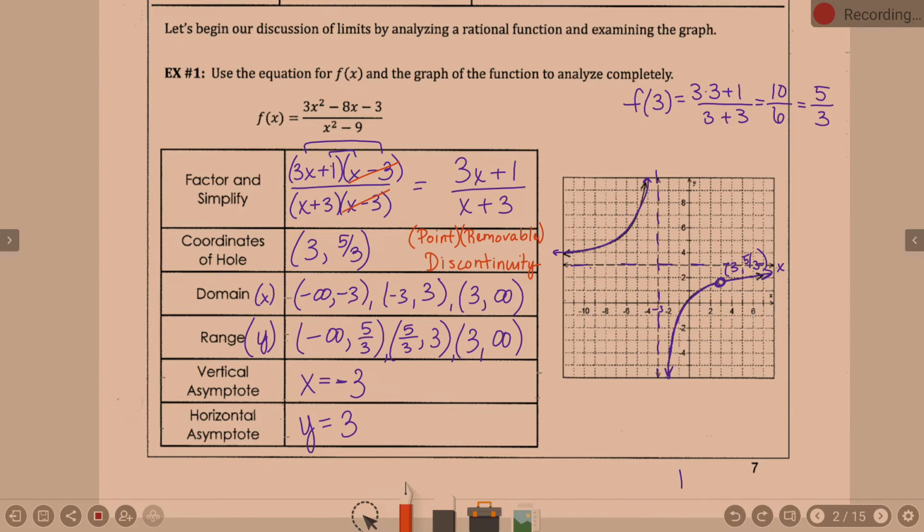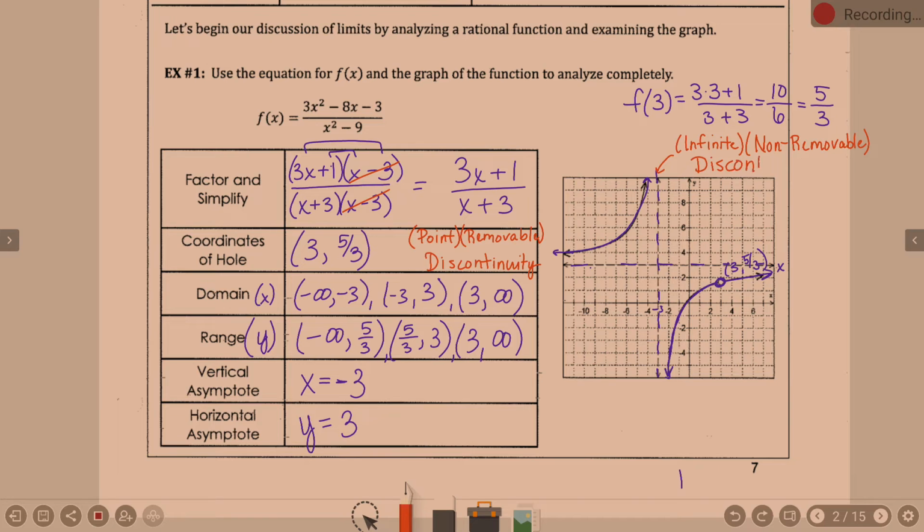Let me backtrack to a question. A removable discontinuity is a hole. A non-removable discontinuity is a vertical asymptote. You will also see in this curriculum an infinite discontinuity. So it could be infinite, or it could be non-removable. That's only the vertical.